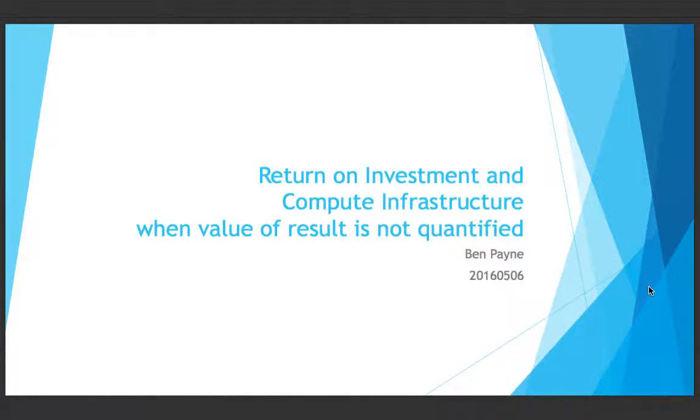I'll be giving a presentation on calculating the return on investment for choices of compute architecture when the value of the results from that compute platform are not quantified.